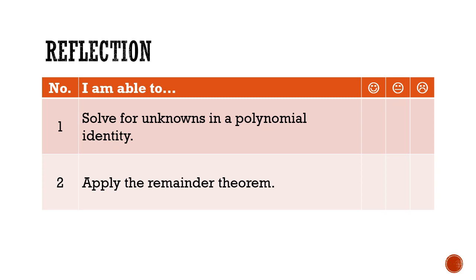Before we end, let's reflect on the success criteria that we've set out at the start of the lesson. Are you now able to solve for unknowns in a polynomial identity? And are you able to apply the remainder theorem? If you have any questions on these two success criteria, you can post your questions down in the comment section below.